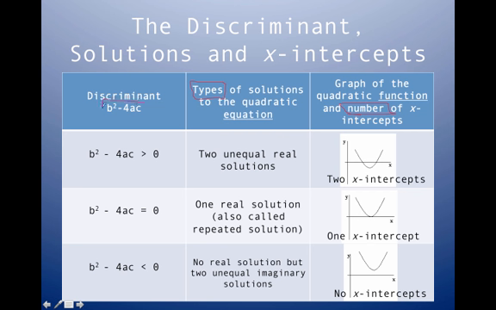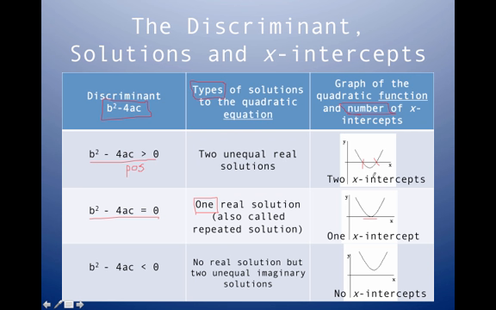Middle column here, types of solutions or number of solutions. All you need to do is calculate what's under the square root in the quadratic formula. And so you just need to calculate b squared minus 4ac. If b squared minus 4ac is positive, so greater than 0, then we have two real solutions, meaning we cross the x-axis in two spots, okay?